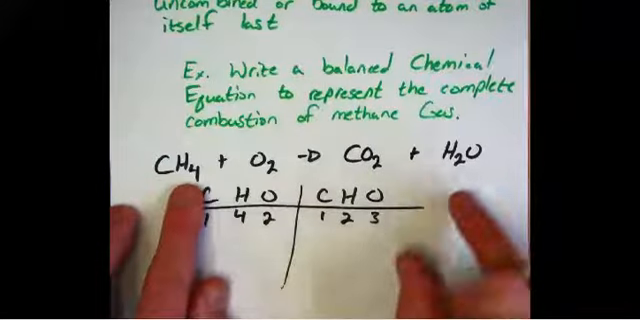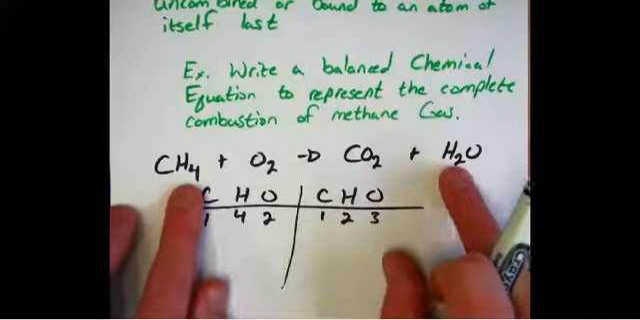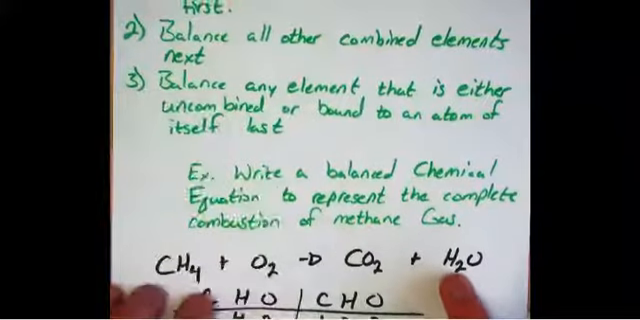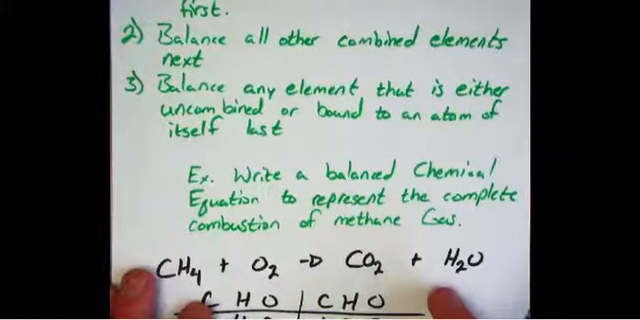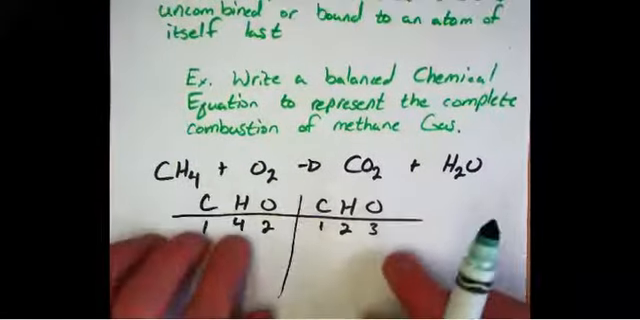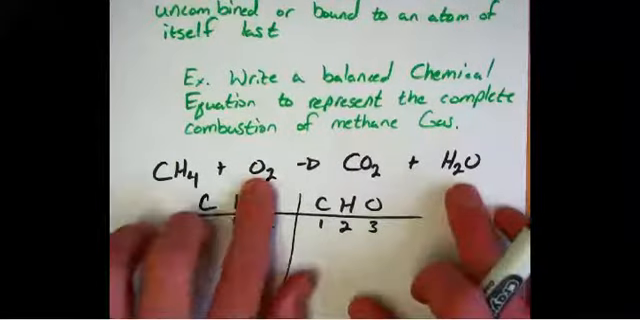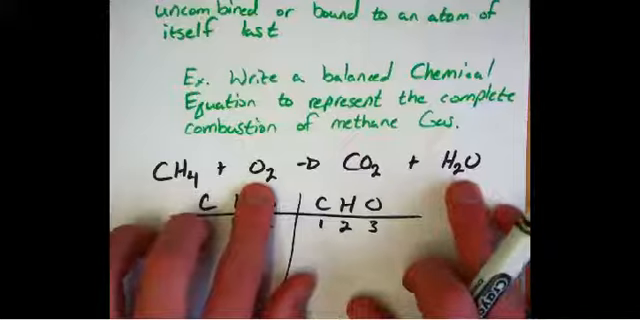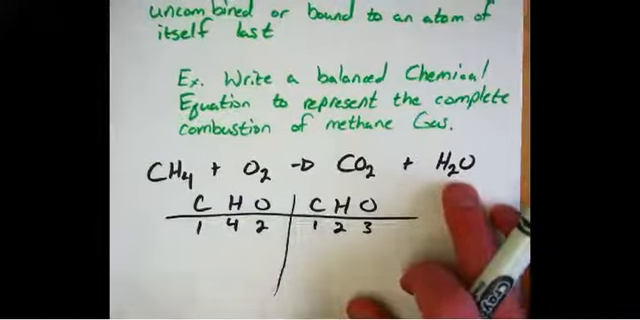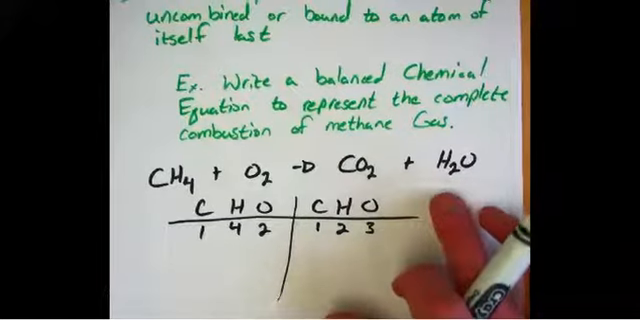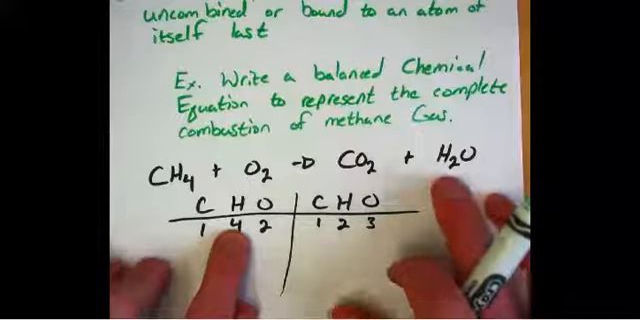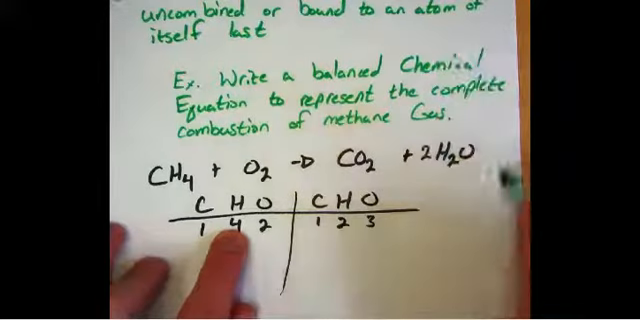Next, we're going to balance the hydrogens because those are combined with more different elements. And as we see, we want to balance all other combined elements before we move on to our uncombined elements. So since hydrogen is combined with something else and oxygen is not, I'm going to save oxygen for last. Because at the end, I can change the coefficient in front of oxygen to whatever I need it to be without affecting anything else. So since I have 4 on the left and 2 on the right, we're going to change this to a 2.